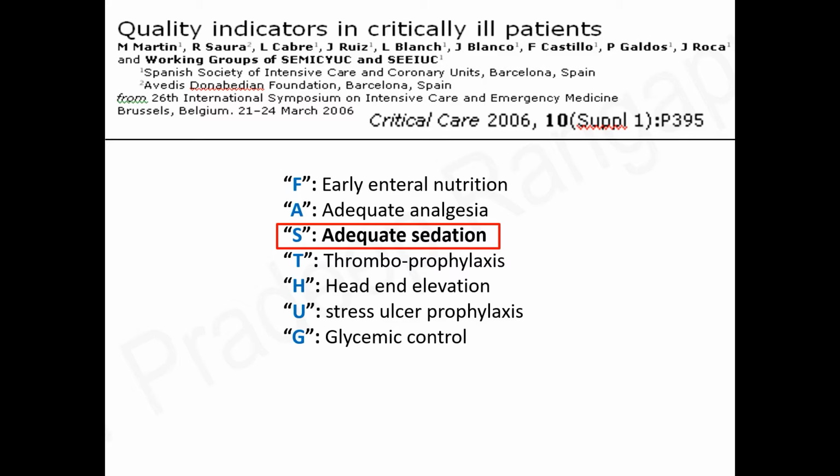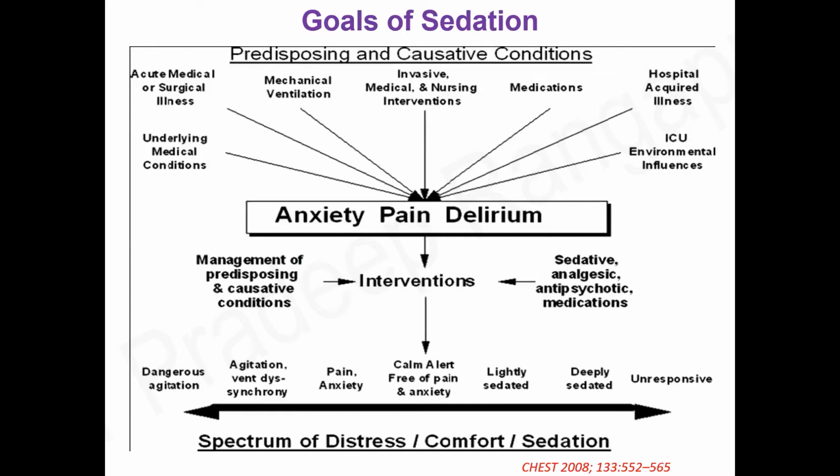And it's an important quality marker. So any patient who is in ICU and more so who is on a ventilator needs to be on adequate sedation to keep him comfortable and pain-free. So this should be the concept. And someone who is not on adequate sedation or analgesia, it is a breach in the quality indicator.